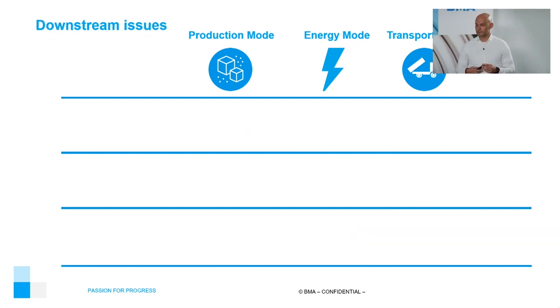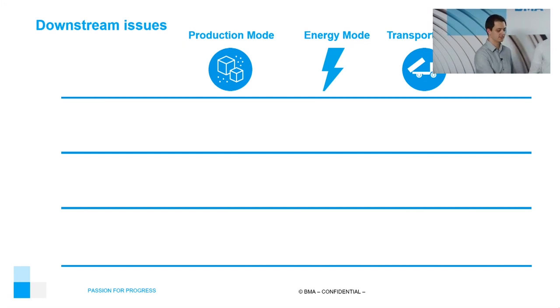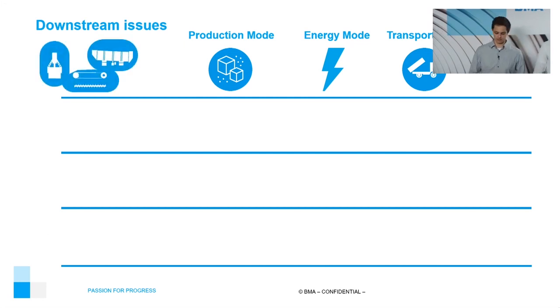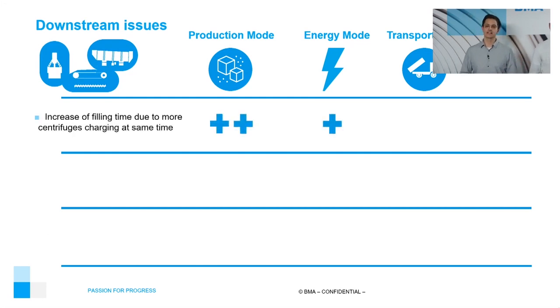Then we also have the downstream issues, the issues that were happening because of the machines after the centrifuges or even the centrifuges themselves. The first one is the increase of filling time due to centrifuges charging at the same time. Yeah, we said that this could happen, and the production mode will really solve this by balancing the moment that every centrifuge will start to fill. The energy mode can also solve this, but not in an optimal way.